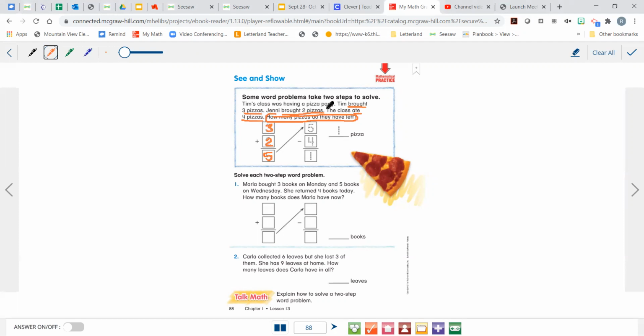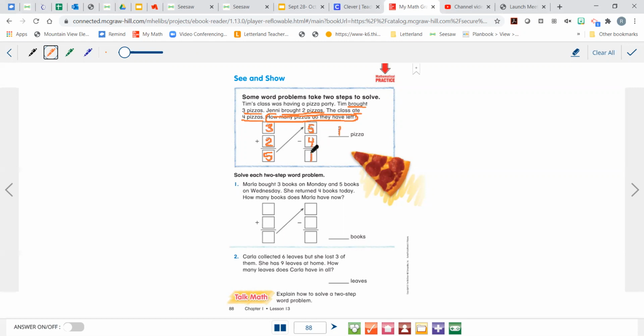Then after that, time to eat, the class ate 4 of them. So you take your answer here and you put it as your first number here. And when they ate 4, that means 4 went away. That's subtraction. And then we do 5 minus 4 and we get 1. So they had 1 whole pizza left.